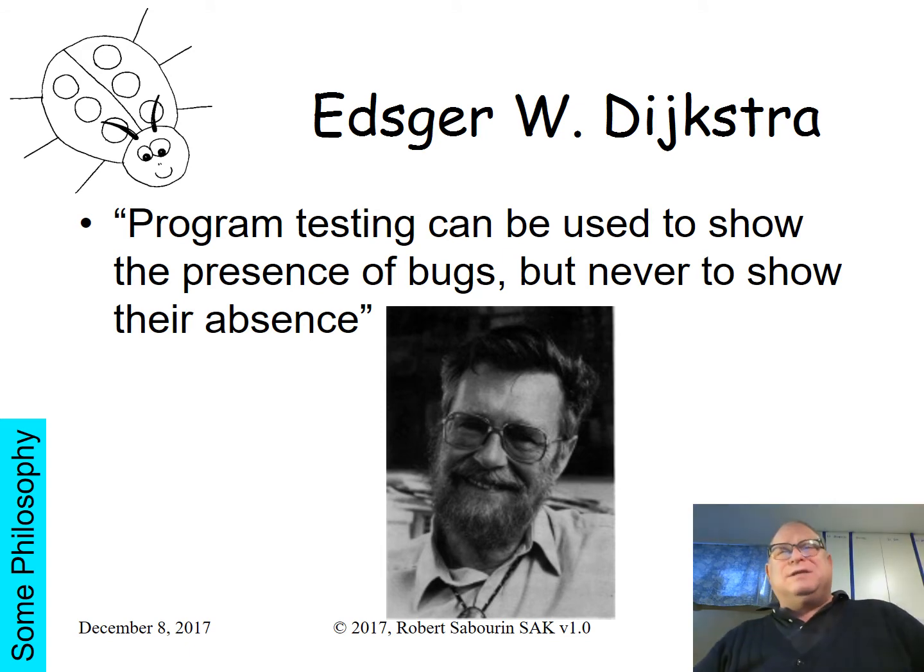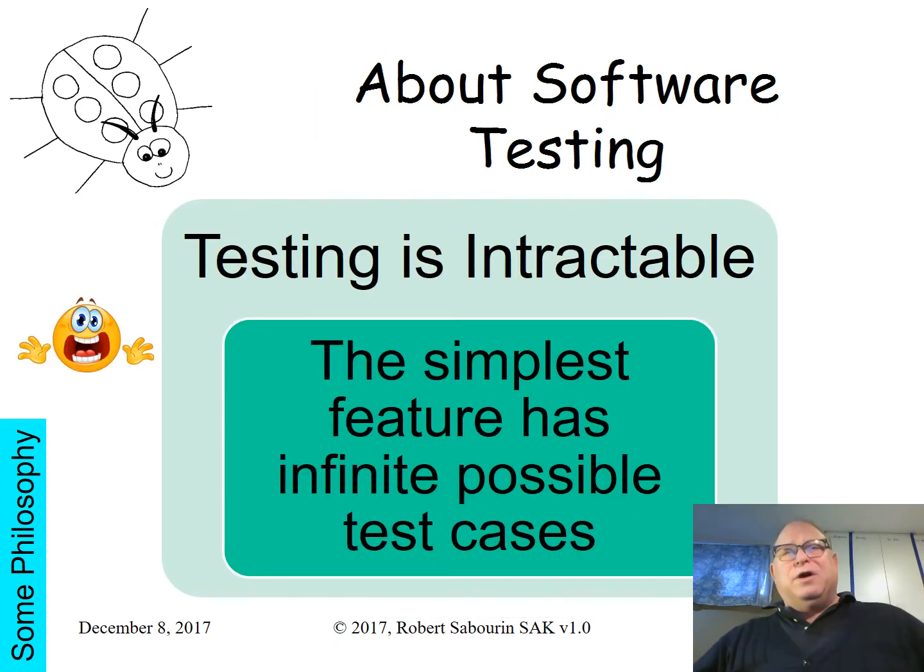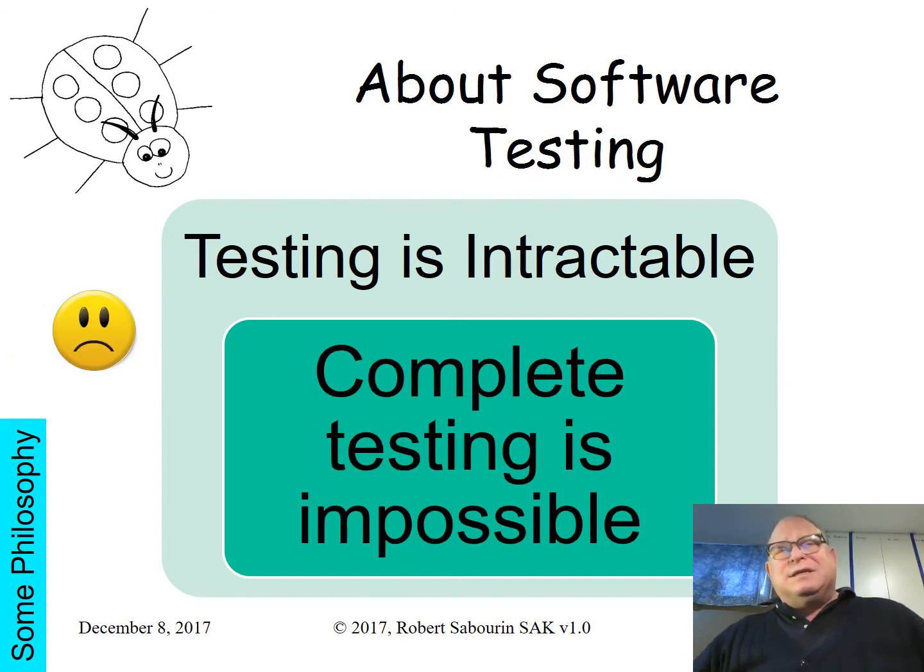And this is Dijkstra's principle related to testing. He says program testing can be used to show the presence of bugs, but never to show their absence. No amount of software testing can demonstrate that a piece of software is bug-free. Therefore, we know that testing is intractable. Even the simplest feature has an infinite number of possible test cases. So there's an infinite number of possible test cases. Testing is intractable. Complete testing is impossible.